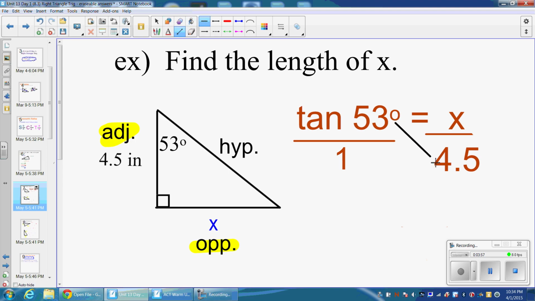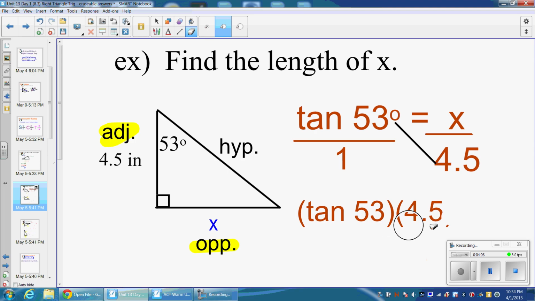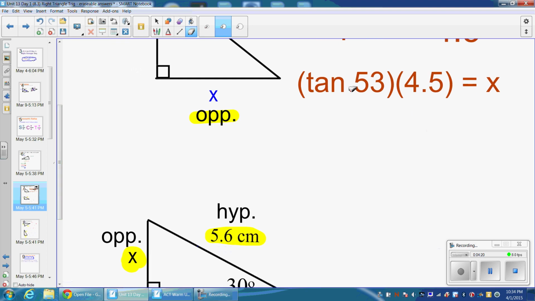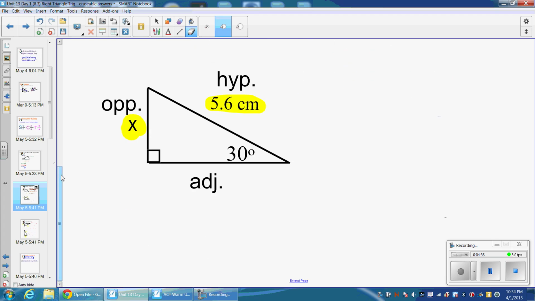So when I cross this way, I get 4.5 times the tan of 53, excuse me, not 45, equals, when I cross the other way, I get 1 times x, which is just x. When I go to solve this, I'm simply just going to multiply these two together, so I type it straight in my calculator. Tan of 53, don't forget to close your parenthesis on the end when you type it in, times 4.5, and when you type that in, you should get 5.97, and it's in inches. Okay, pause the video and try this next one on your own.